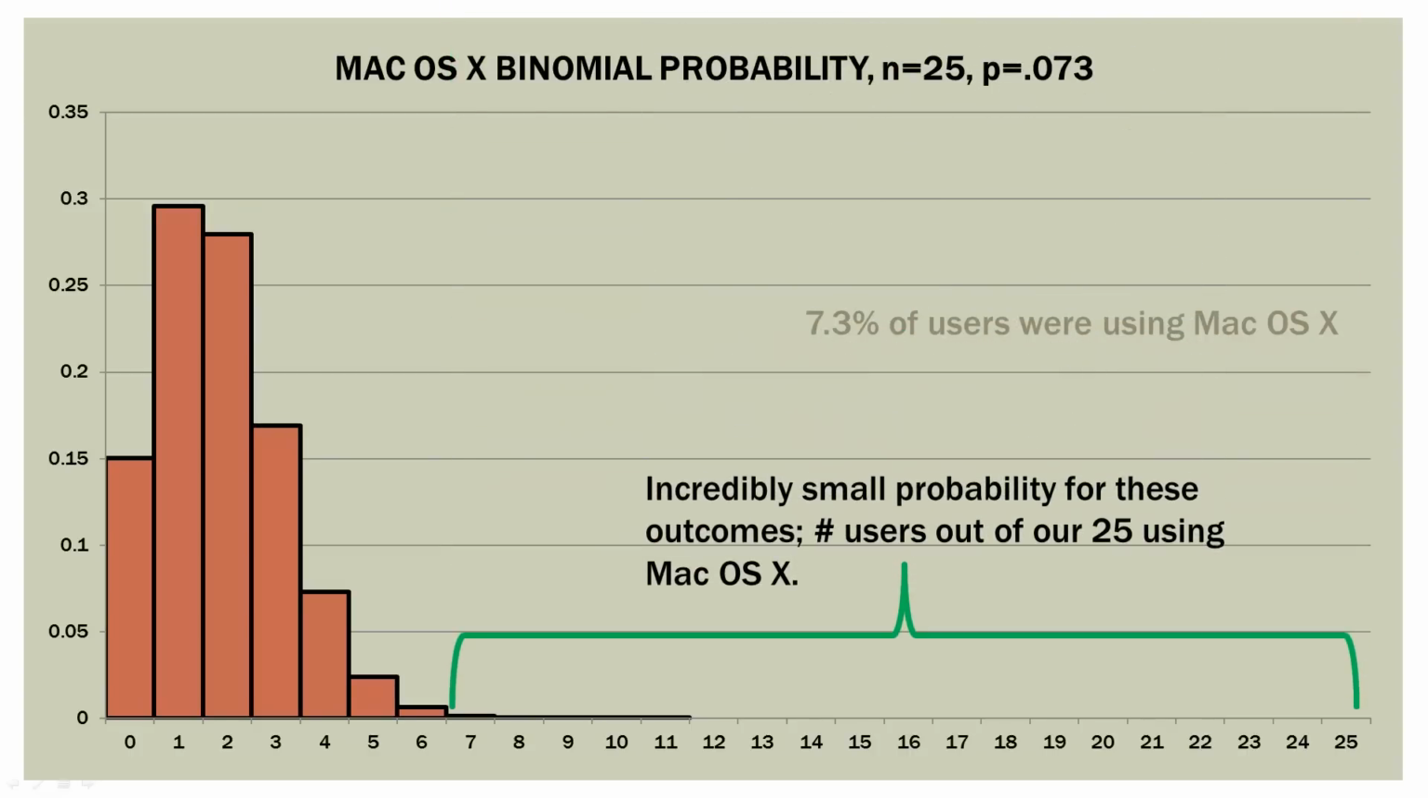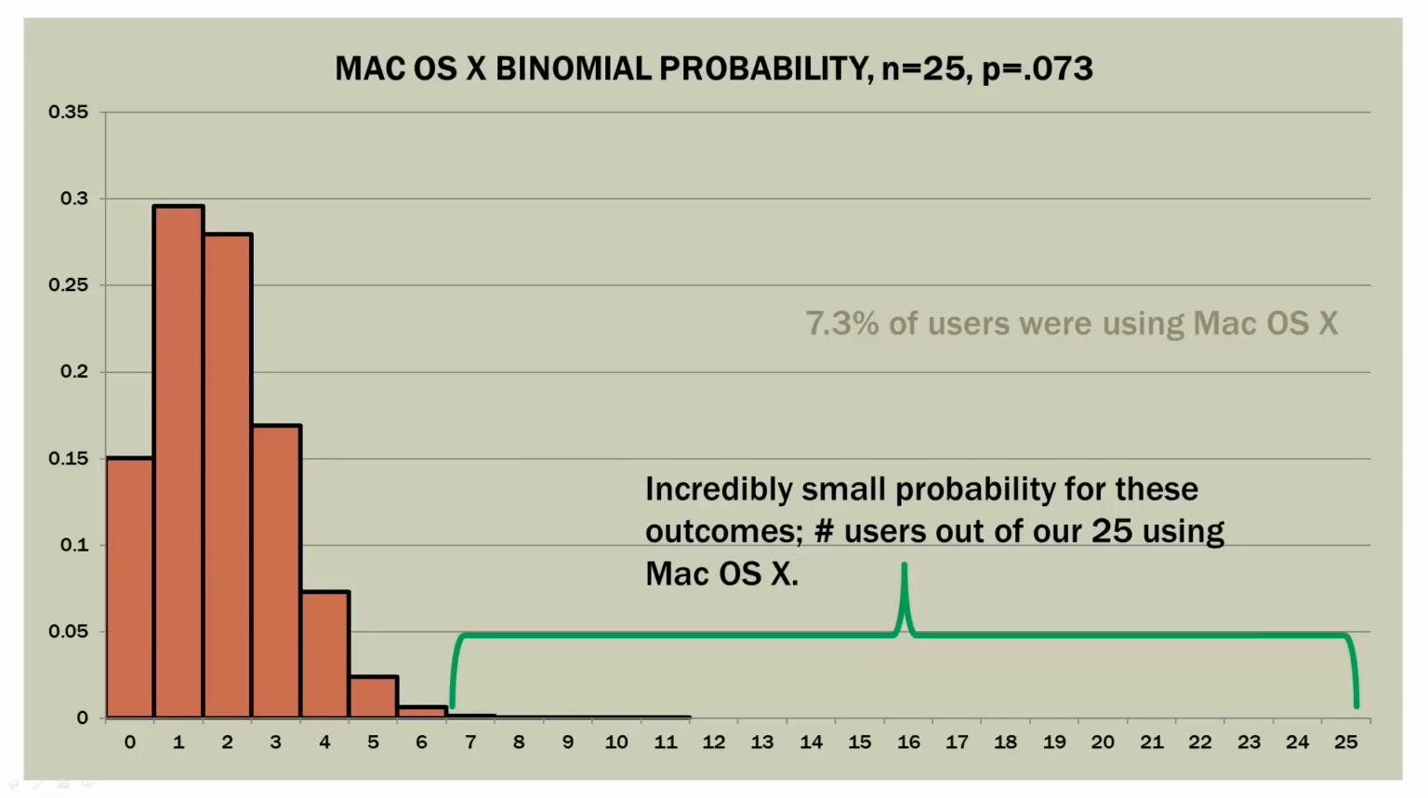Now, on the right-hand region, the probability is very small for these outcomes. So we have our 25-person sample. The probability that 18 of them are using Mac OS X is almost 0. It's not exactly 0, but it's a very, very, very small number. Same thing for 22. 22 out of 25 people using Mac OS X is almost 0. It's a very small number.